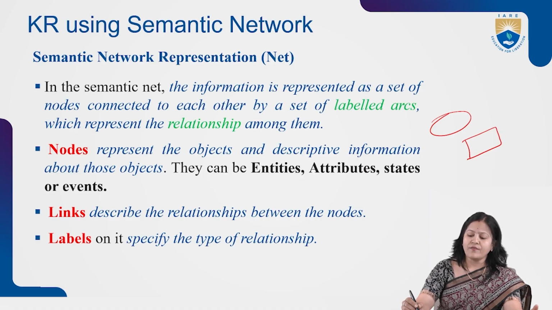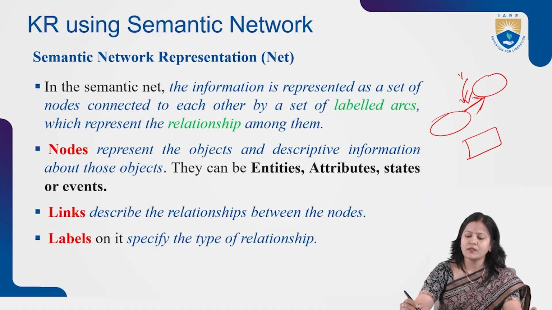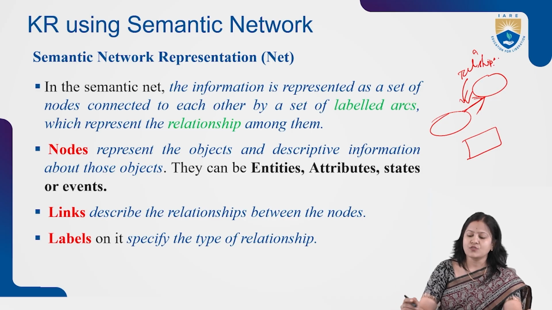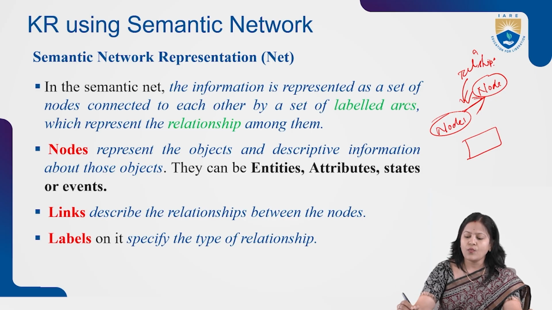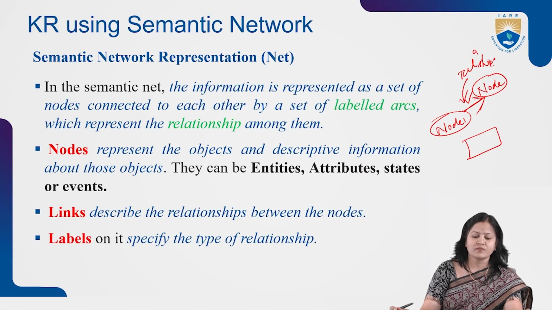There may be various nodes in a particular network, and the nodes can be connected with the help of arcs. Arcs can be represented with an arrow mark, and every arrow mark should be labeled with a name that represents the relationship between the nodes. This is node 1 and node 2. Which one we need to consider as a node, I will discuss now.